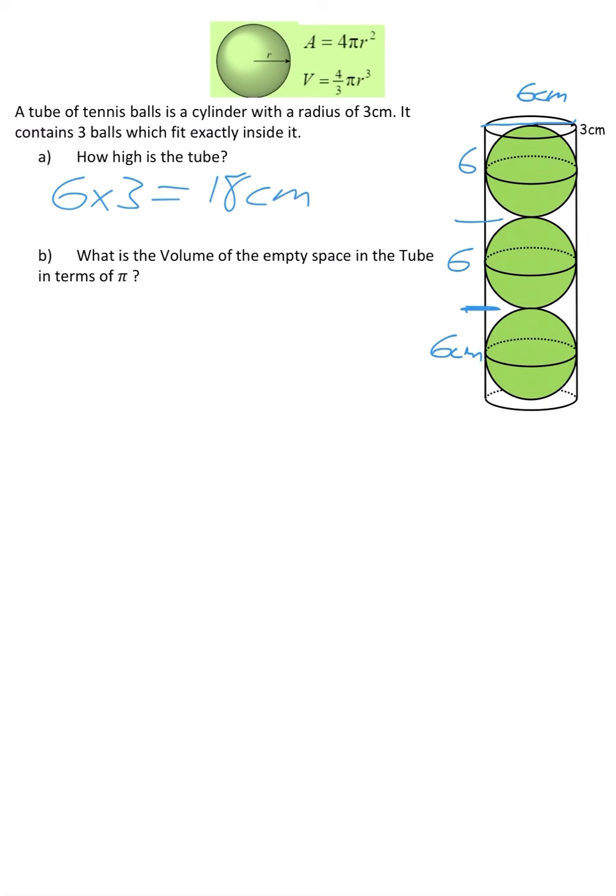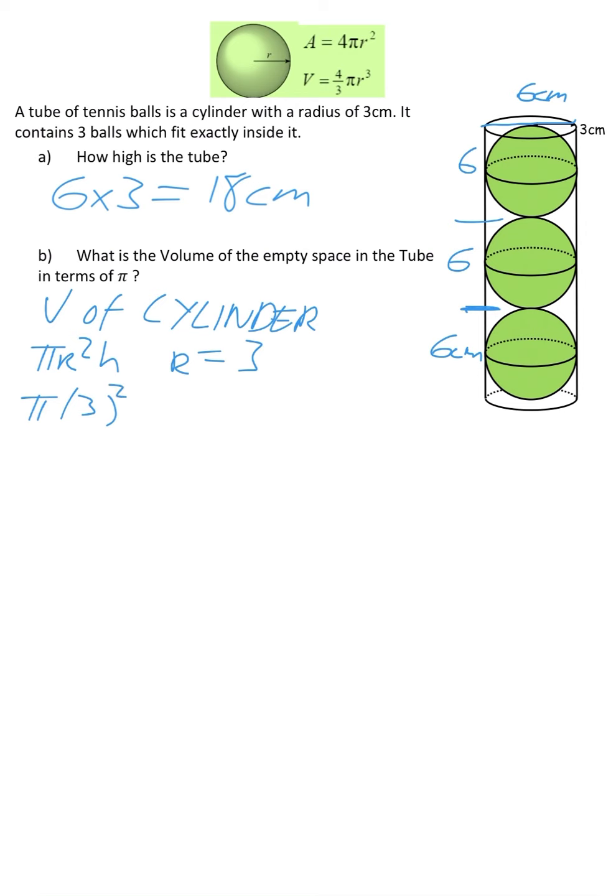Part B then, we need to find the volume of the empty space in the tube in terms of pi. So first of all, let's get the volume of the whole cylinder. So the volume of a cylinder is pi times radius squared times height, and our radius is equal to 3, so we'll have pi times 3 squared times 18, and that then is equal to 162 pi.